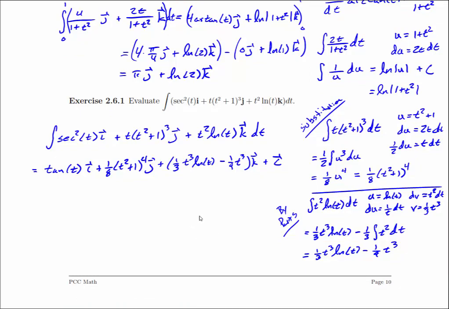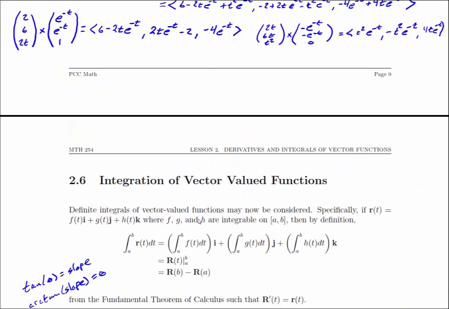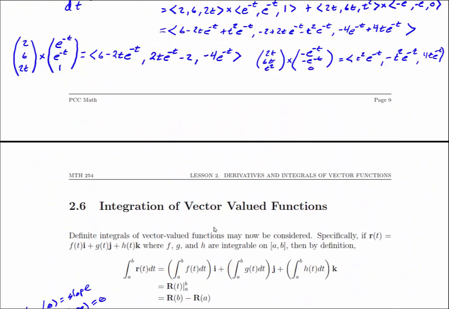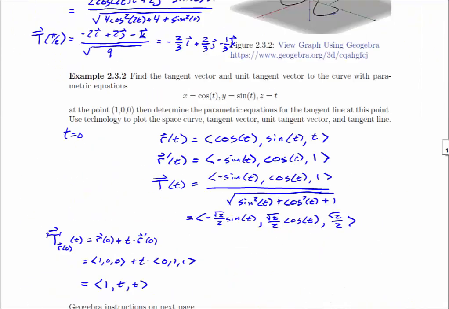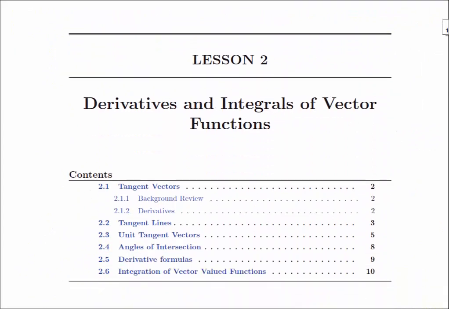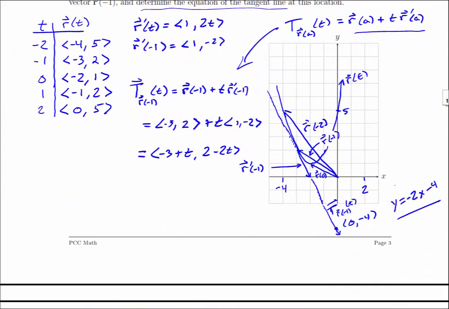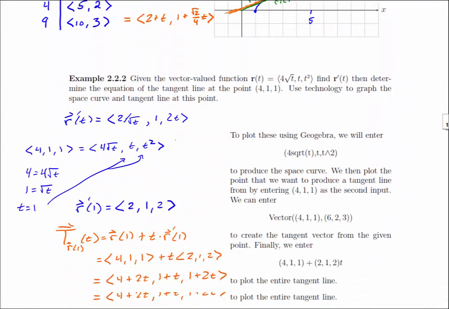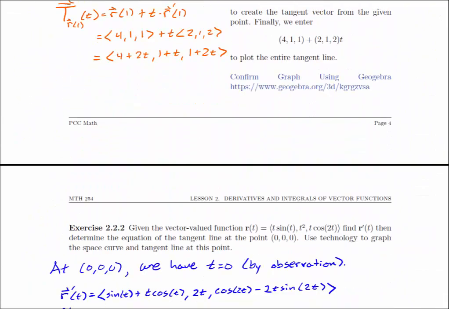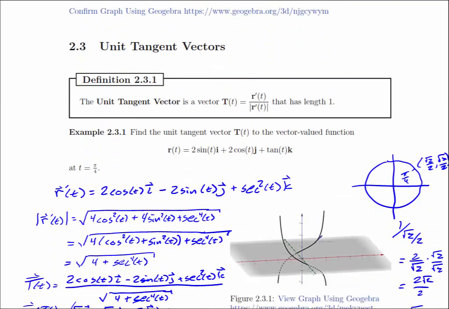And that's it. That is our section 2.6, or I'm sorry, this is our lesson 2 on derivatives and integrals of vector functions. And this is a nice introduction. We're going to get into some applications of this in the next lesson.